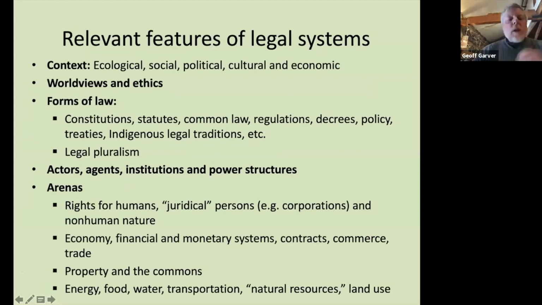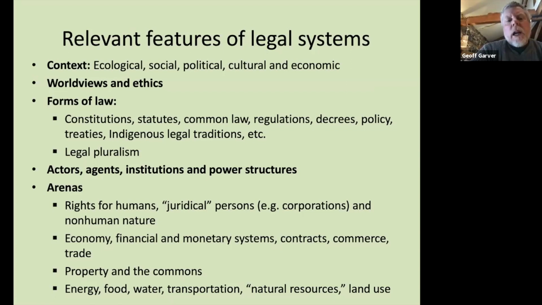So I just want to go over a few of the big picture features of what we want to draw from as we do these case studies. It seemed to me really important just to be aware of all of the relevant features of legal systems that we'd have to be looking to when we did these case studies. So first of all, recognizing that legal systems are always in the context of other systems with which they interact: the local to global ecosystems, social, political, cultural, and economic systems.